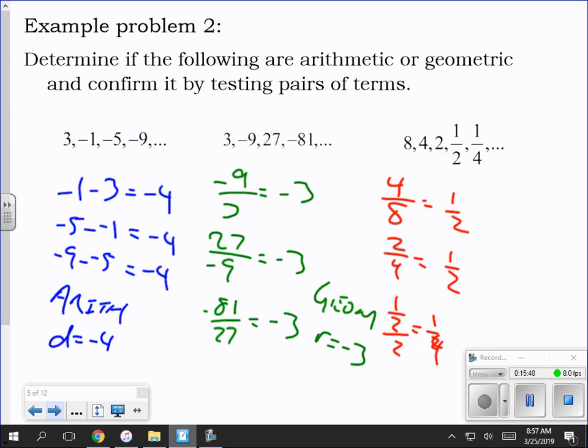Because it doesn't work for arithmetic. And I can check the arithmetic if I really want to. 4 minus 8 gives me -4. 2 minus 4 gives me -2. It doesn't work for that either. So this would be a neither. Doesn't work for division, doesn't work for subtraction. This one would be neither. Okay? Questions on that?